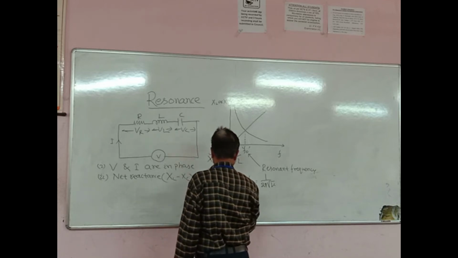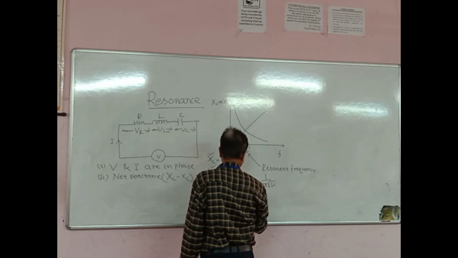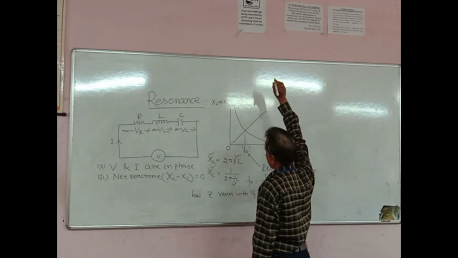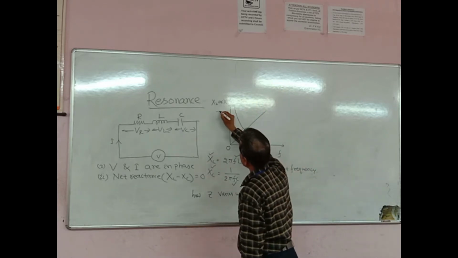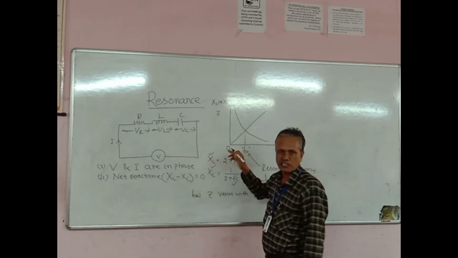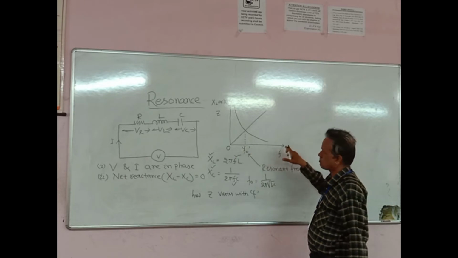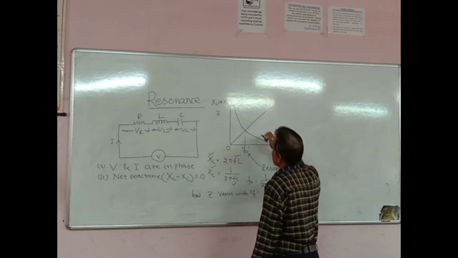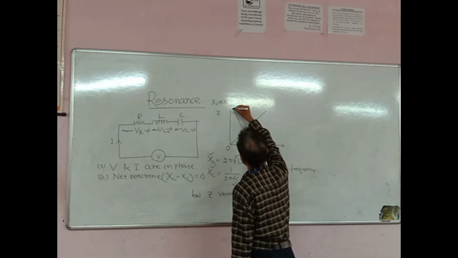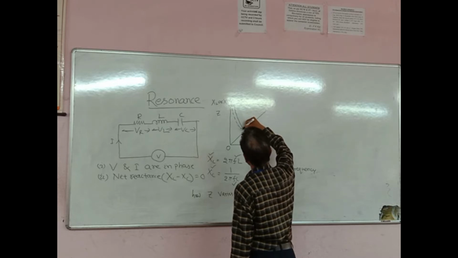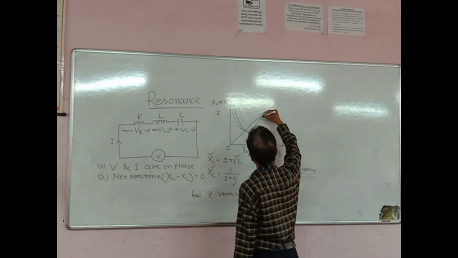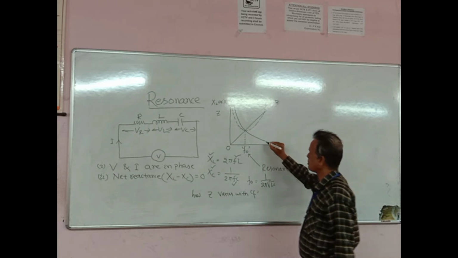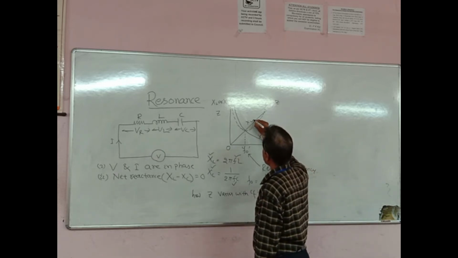Z varies with frequency. So if we draw another diagram of impedance, suppose impedance we are taking in the y axis versus frequency, that means impedance in the y axis and frequency in the x axis, then the curve comes like this. This is the Z curve. This is the XC, this is the variation of XL.